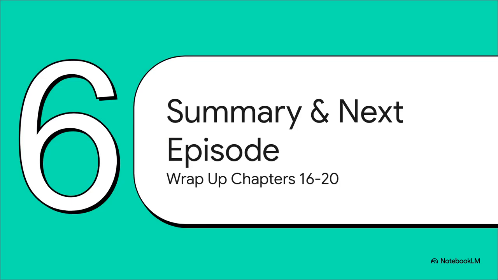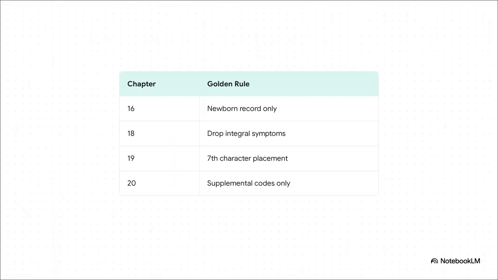Section 6. Summary and next steps. Wow, we really covered an incredible amount of dense, rule-heavy material today, didn't we? So let's bring it all together. Feel free to snap a screenshot to save this summary. Just to recap, Chapter 16 is for newborns only. Chapter 18 demands you drop those integral symptoms. Chapter 19 requires strict seventh character placement, using that X placeholder for active versus recovery phases. And Chapter 20 codes, always supplemental.